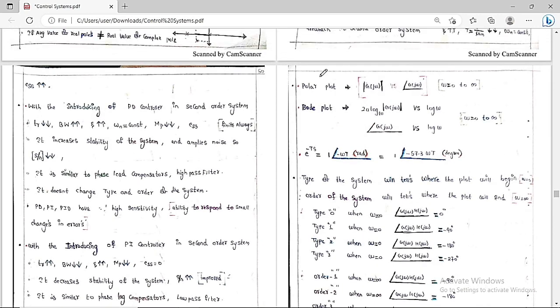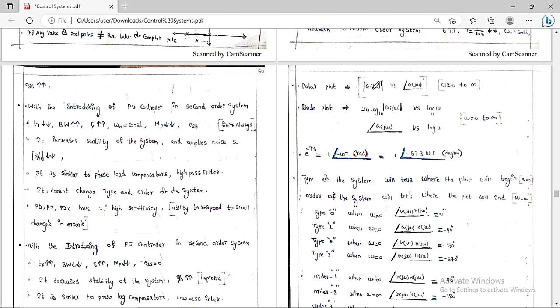So the polar plot we are going to study. What is the polar plot? I already told you, it is the graph of the magnitude of the open loop transfer function versus the phase angle of the open loop transfer function. Basically here, the magnitude of G(s)H(s) versus the phase angle of G(s)H(s), when the value of omega varies from 0 to infinity. Therefore, the polar plot is basically a magnitude and phase angle plot.